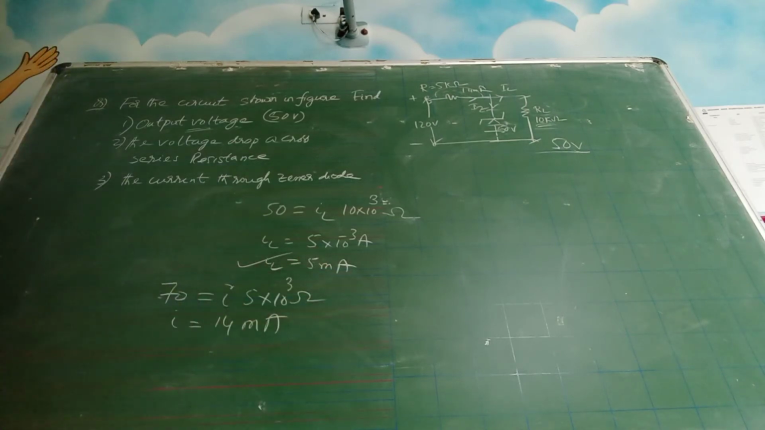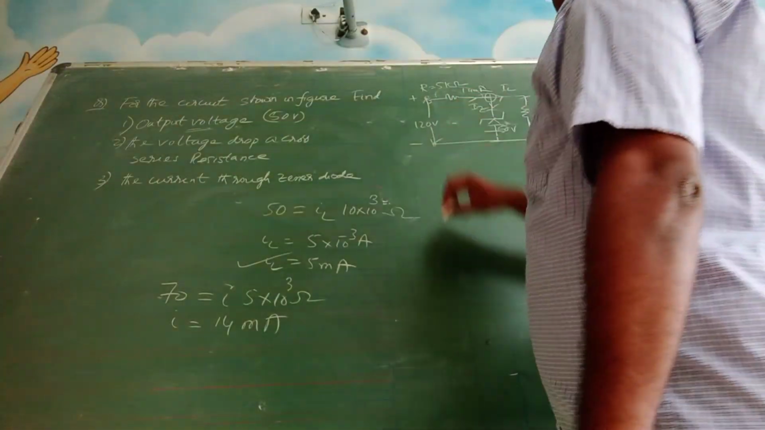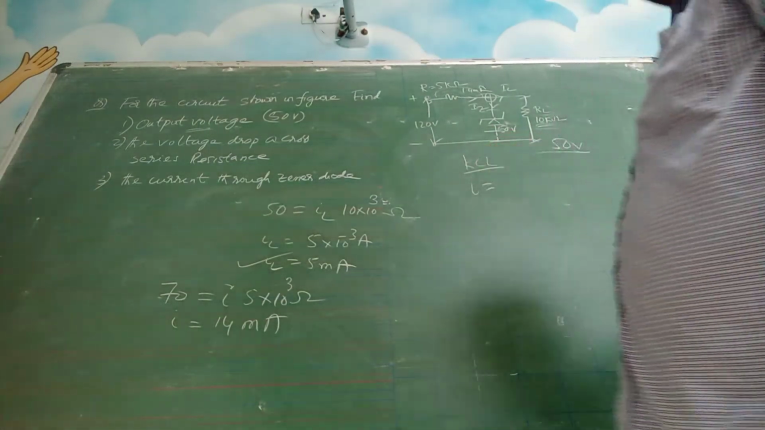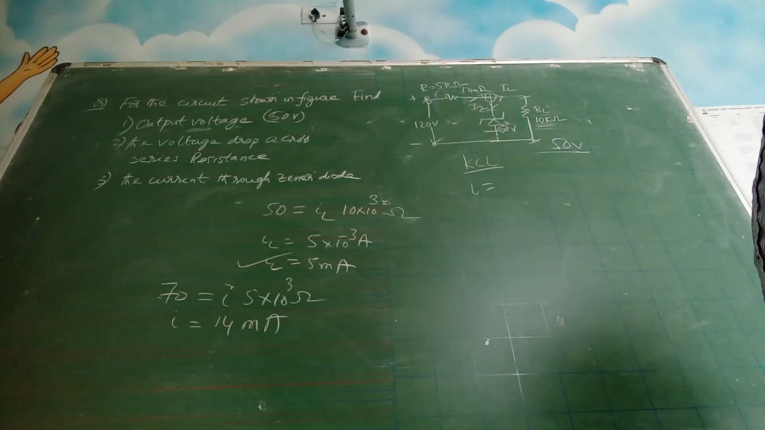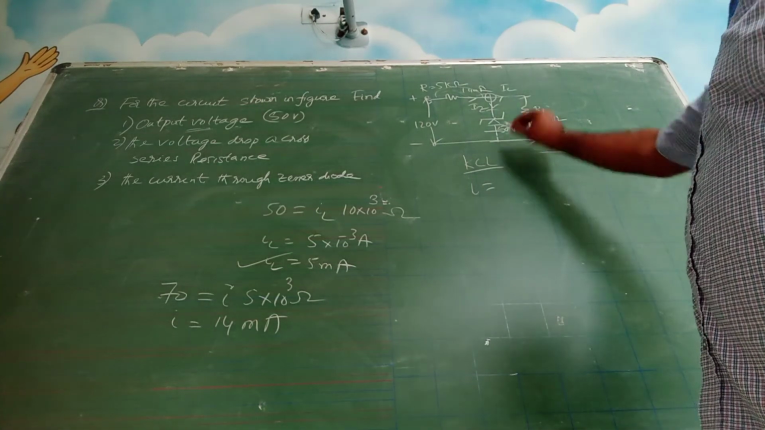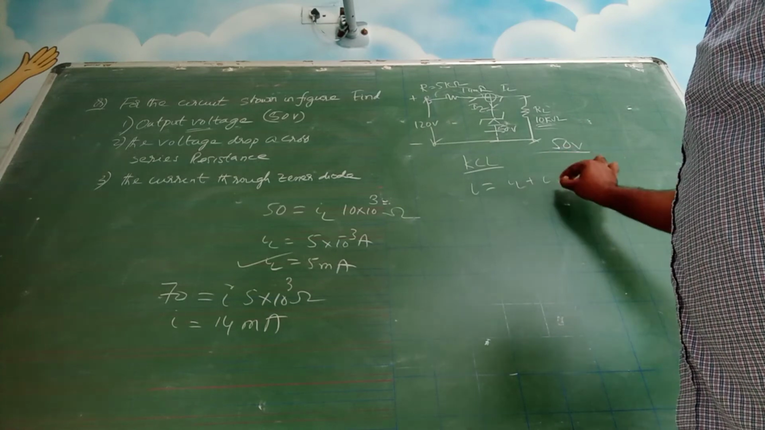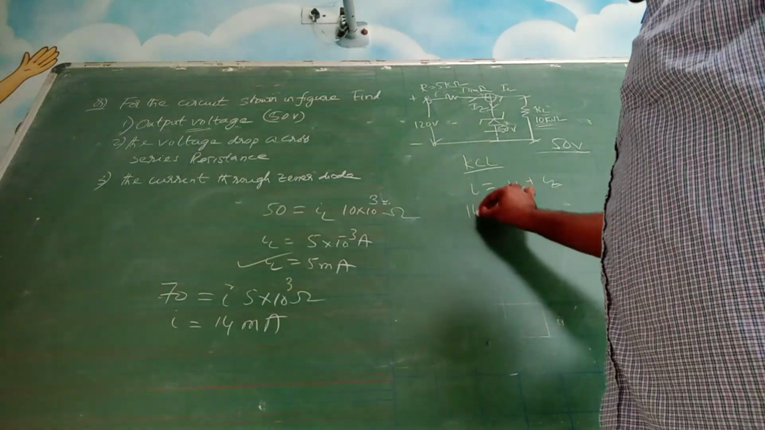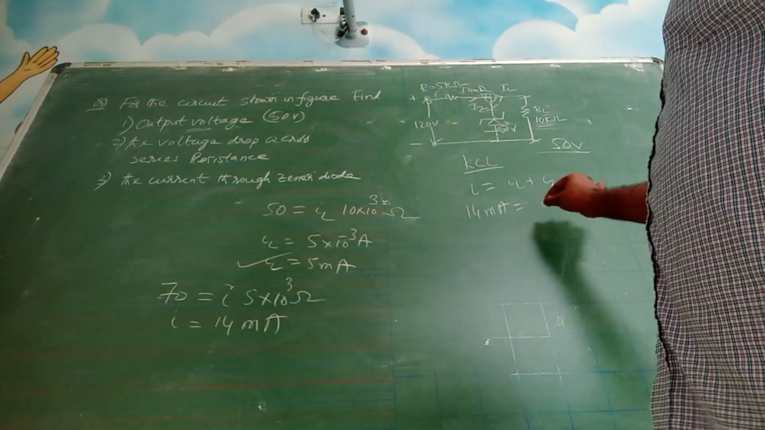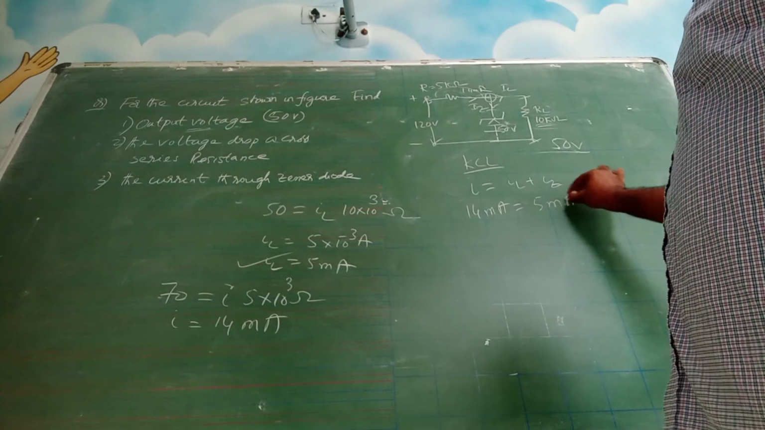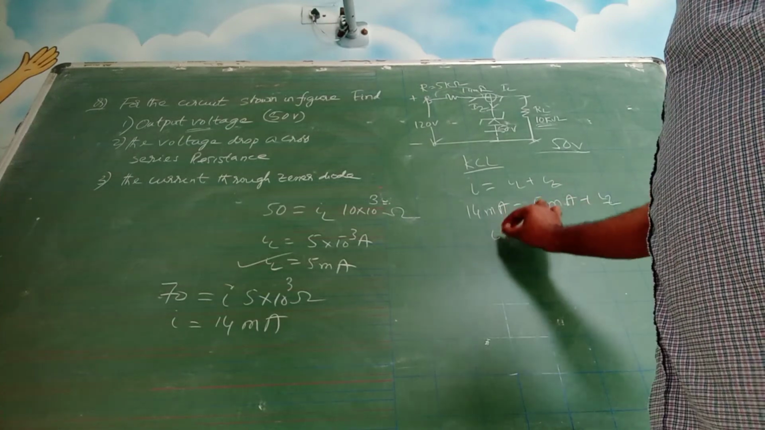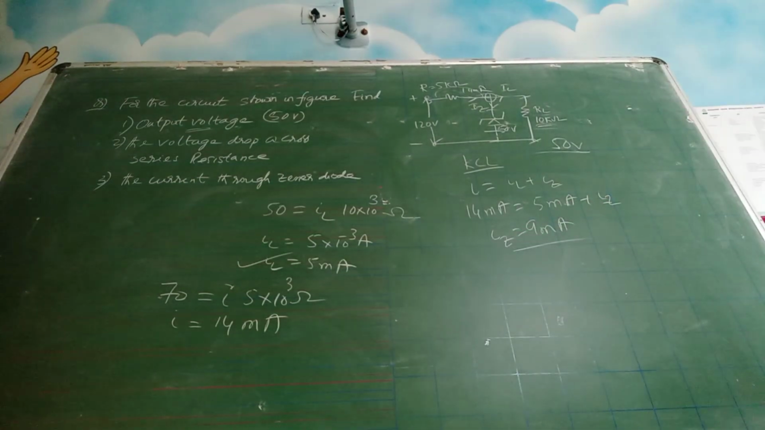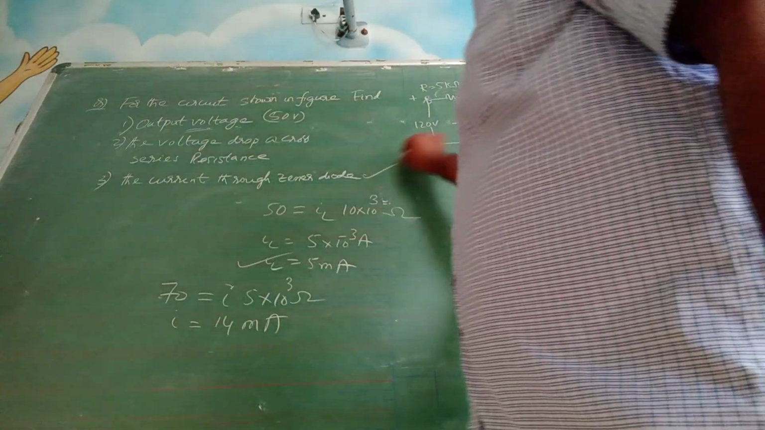Okay. Now look at this junction. What is happening here? Apply KCL. Okay. So I is equal to IL plus IZ. So I is 14 milliamps, IL is 5 milliamps plus IZ. So IZ will be 9 milliamps. Okay. So 9 milliamps is the answer for the third question.